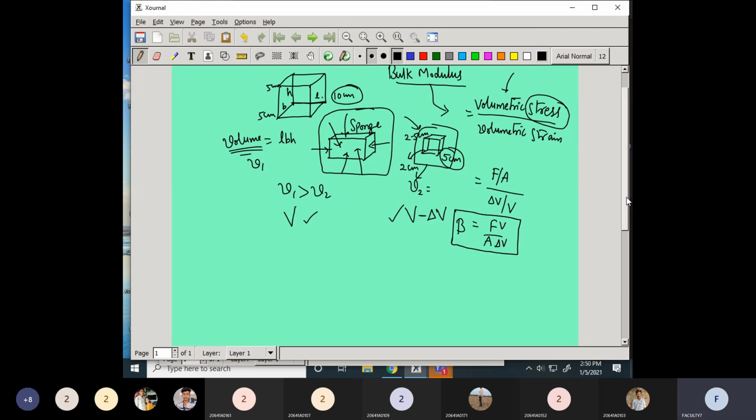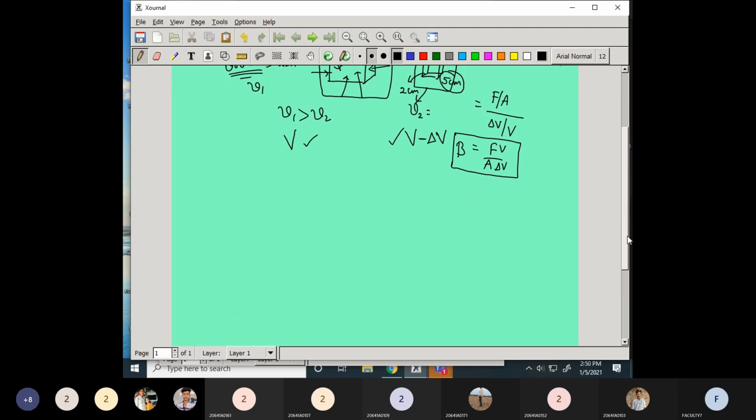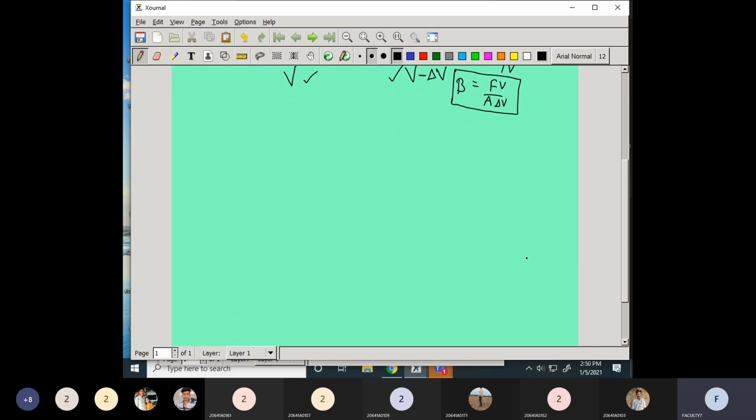Now let us go with the third type. Totally you are having three modulus or moduli. So what is the third? Now here let us take the diagram like this, a three-dimensional diagram. Now what we are going to do? I'm going to apply a force on the surface. Now the same thing here, consider the sponge, whatever the sponge is there, consider the sponge here.